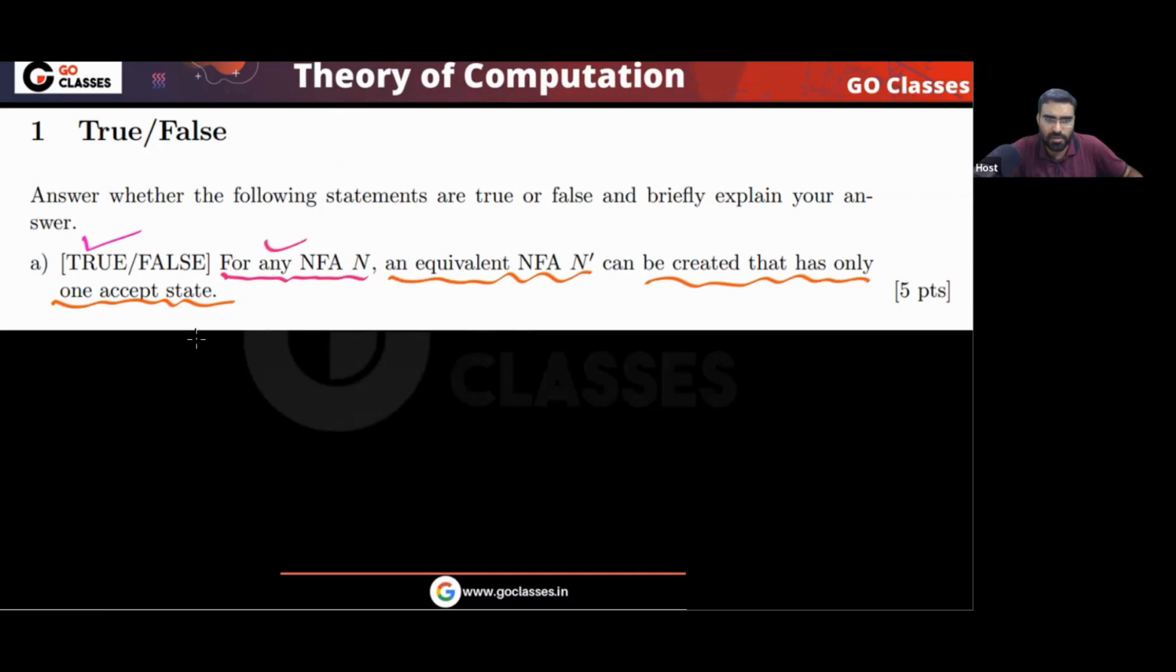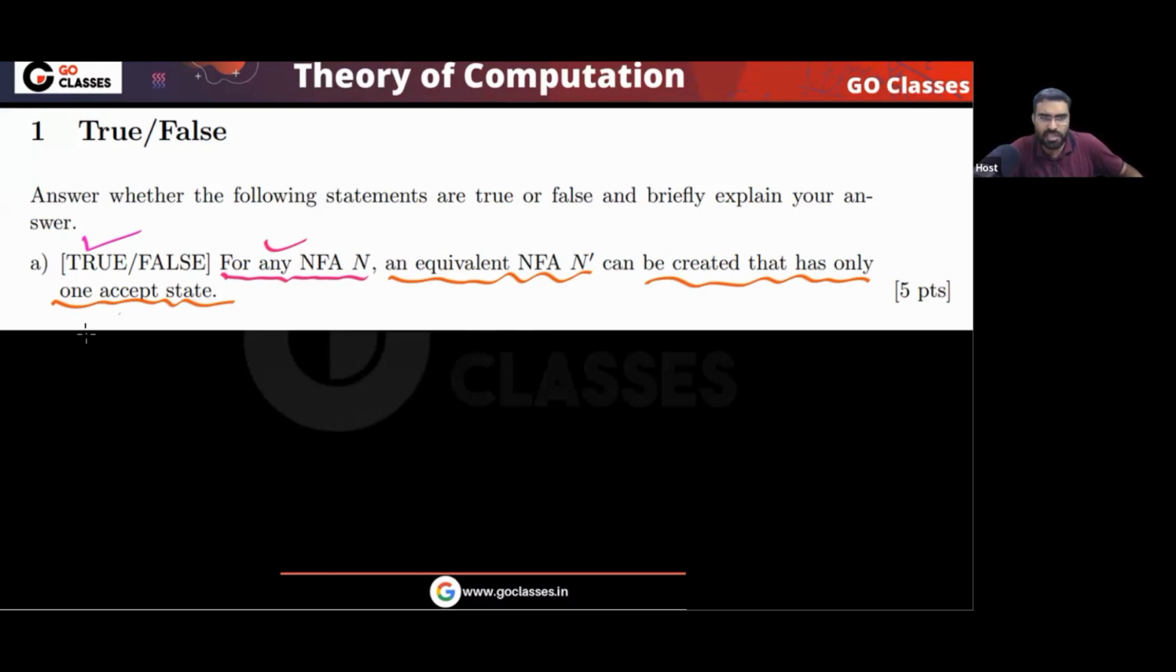Okay, how to prove it? The question is saying basically for any NFA, whatever NFA you take, you can create an equivalent NFA which has one accept state, a single accept state. This statement is true and you can easily prove it.